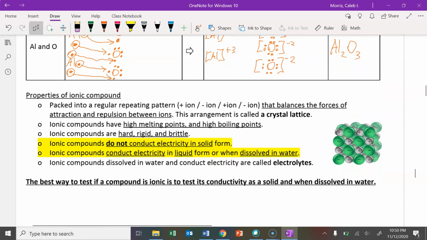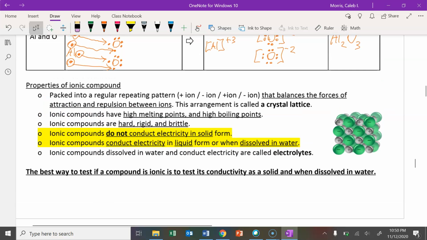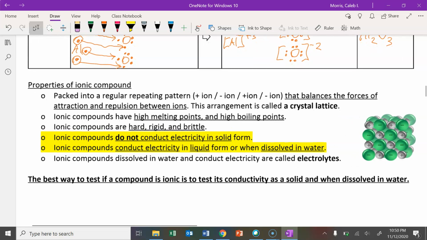The next thing we want to talk about here is some properties of ionic compounds. All of these are good things to know, but there's a couple things that are really more important than others for you to memorize. The first thing is that ionic compounds arrange themselves in something called a crystal lattice. You've got a picture of it right over here. You see the repeating pattern of positive, negative in a 3-dimensional fashion. This is to minimize the repulsive forces and maximize the attractive forces between positive and negative charges.